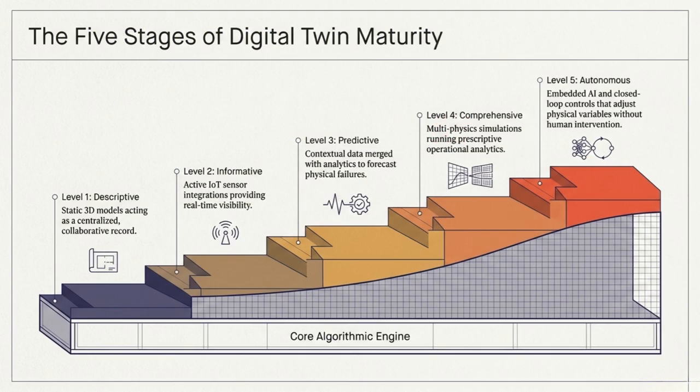This slide shows digital twin maturity as a staircase. Level 1 is descriptive. A static model works like a record. Level 2 becomes informative with live sensor data. Level 3 is predictive, using context to forecast failures. Level 4 is comprehensive, running simulations. Level 5 is autonomous, where closed-loop controls adjust systems with little human intervention. The important takeaway is that maturity increases as the twin moves from documentation to prediction and finally to action.